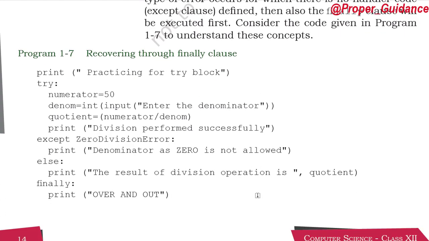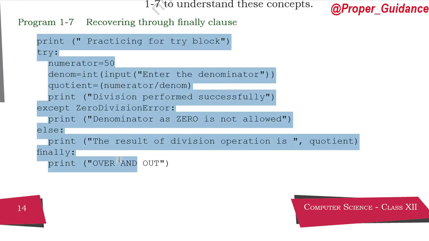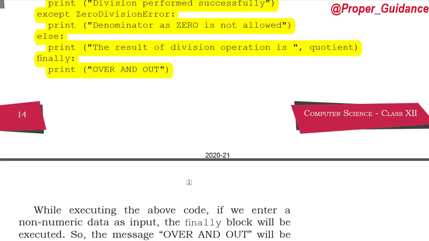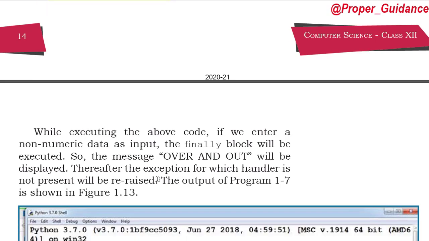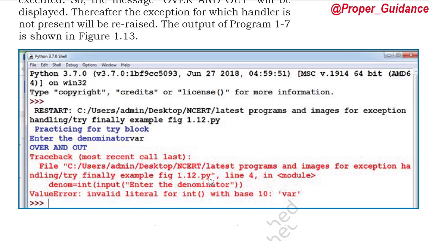Recovering through the finally clause, the code is the same. While executing the above code, if we enter non-numeric data as input, the finally block will be executed, so the message over and out will be displayed. Thereafter, the exception for which a handler is not present will be re-raised. The output of the program is shown in the following.